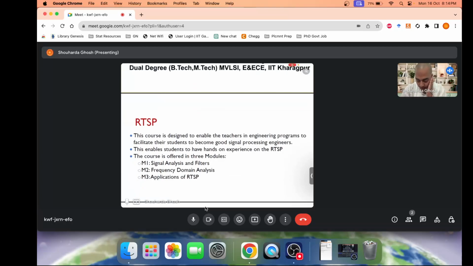So basically, the course was designed to allow all the learners on this platform to become good DSP engineers. Well, a single course cannot actually equip you with all the tools, but this course was a brief overview of the minimum requirements. So we had three modules: signal analysis and filters, frequency domain analysis, and the applications of real-time signal processing.